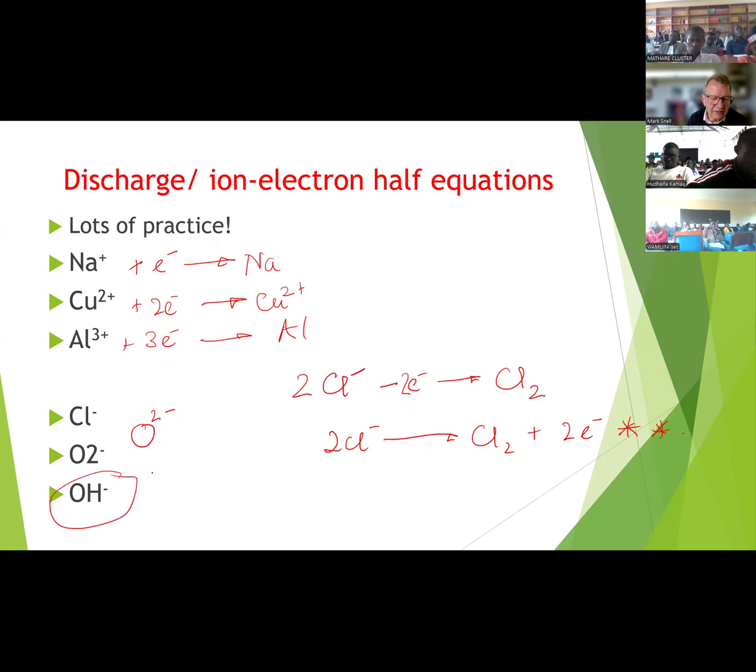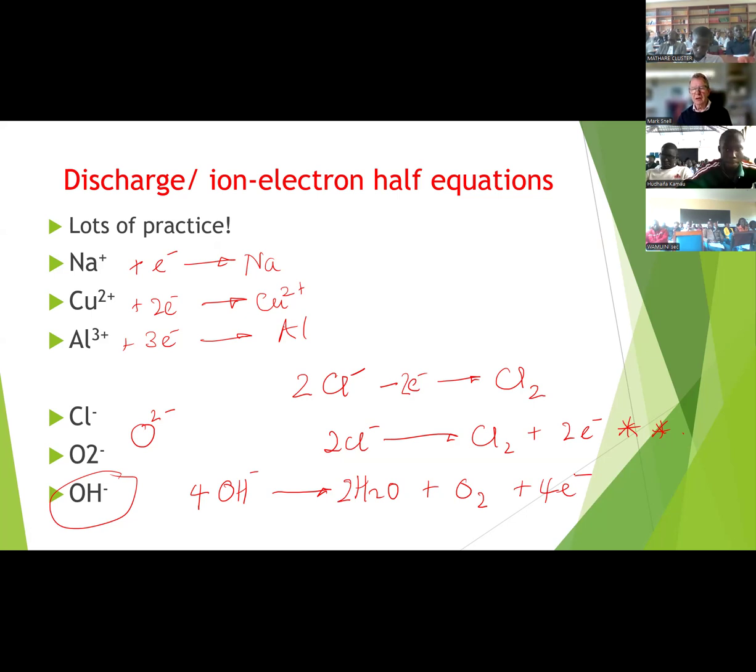This is the only problematic one that people sometimes get a little bit confused by. But if you teach them that this turns into water and oxygen, then they have a chance of balancing it, because already we have three oxygens here. Well, you can't have three here because that would make three hydrogens. So they have to go, that's four. Four of those make two waters, one oxygen, and four electrons. Okay? So that's the equation for the hydroxide. It's the only complicated one that they ever come across. Okay.